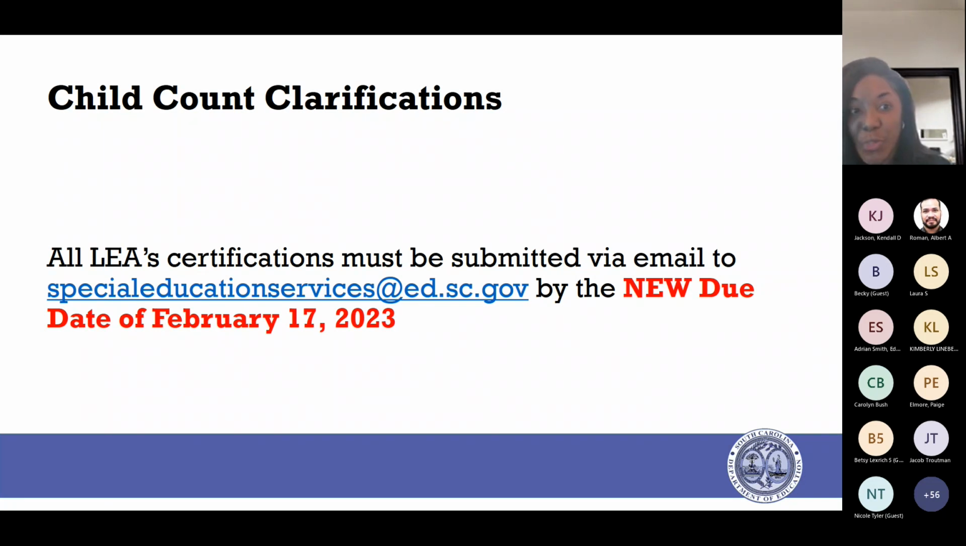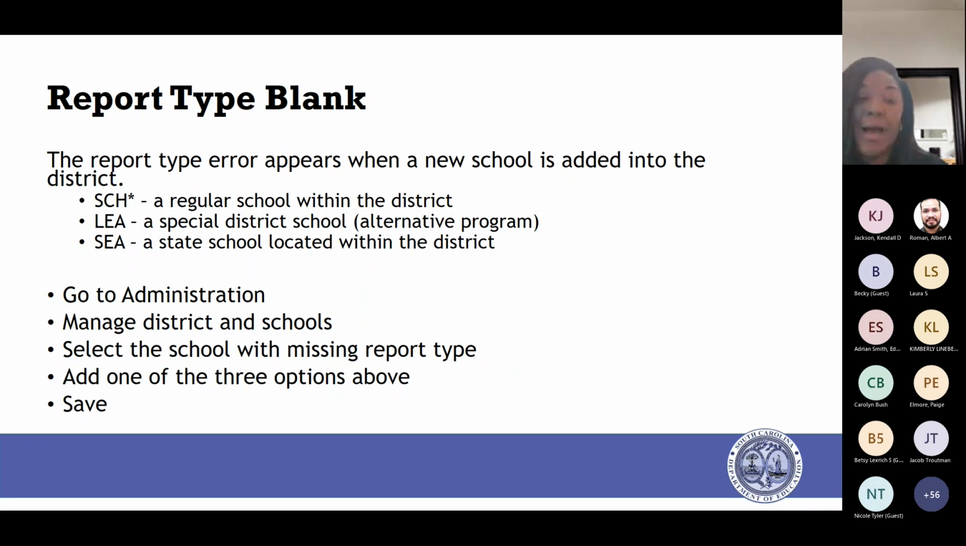There is an issue with the report type blank, and this error has been corrected. This is the fix. My apologies. This is the fix for indicators 7. No, I'm sorry, not 7, 11, 12, and my understanding was 14. But this is the step that you would need to take to correct the report type blank error. If you have followed these instructions and you're still getting the error, then you need to submit a ticket to support so that they can investigate behind the scenes.